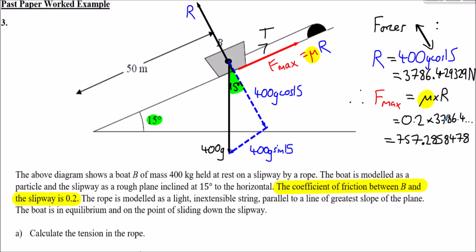We can now begin to think about the tension in this rope. So now what we can do is consider forces acting parallel to the slope. Right now it's in equilibrium. So the forces going up the slope will be equal and opposite to the forces going down the slope. The forces going up the slope, we've got the tension, as well as that we've got F max, which we worked out was this 757 point blah blah blah number, because it just goes on and on. So the sum of the forces going up, tension plus F max, must be equal and opposite to maintain the equilibrium to the forces going down the slope. The force going parallel to the slope downwards is this component of weight, which is 400g sine 15.